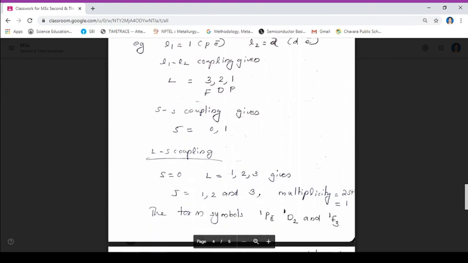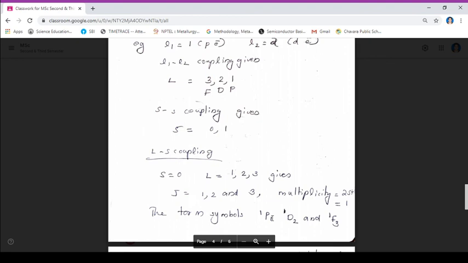Now we'll go for the LS coupling scheme. S equal to 0, L equal to 1, 2, 3. So since S is equal to 0, J will be the same as that of L. So J is equal to 1, 2, 3, and there is a term known as multiplicity, that is nothing but 2S plus 1. So when S is equal to 0, the multiplicity will be 1. This state is known as a singlet state. If S is equal to half, then the state is a doublet, and S is equal to 1, in that case, the state is a triplet.